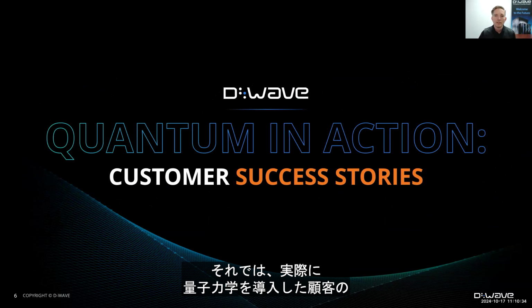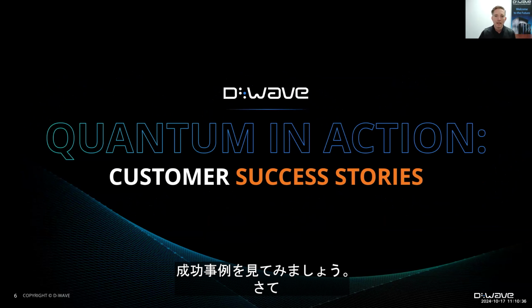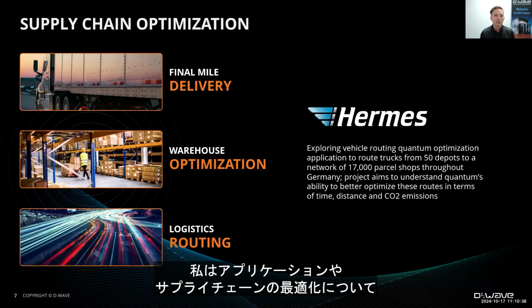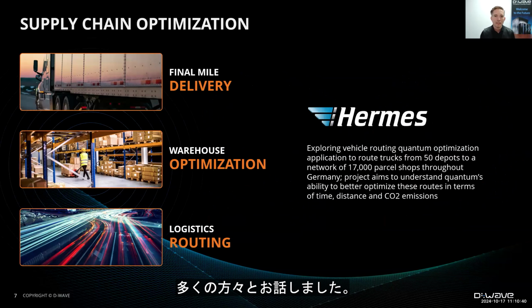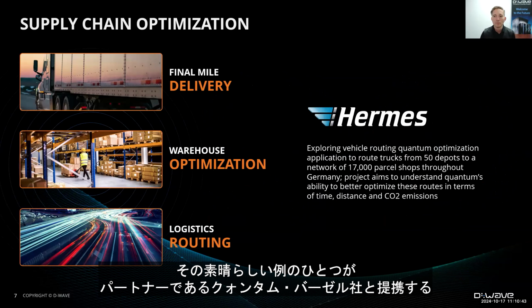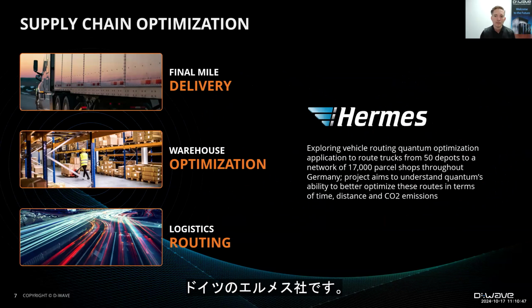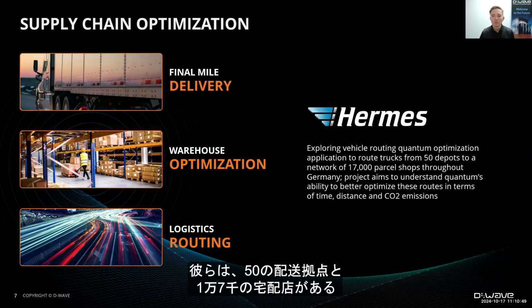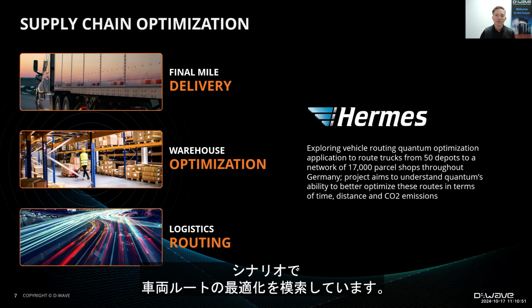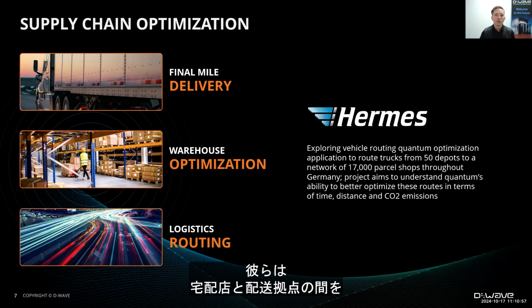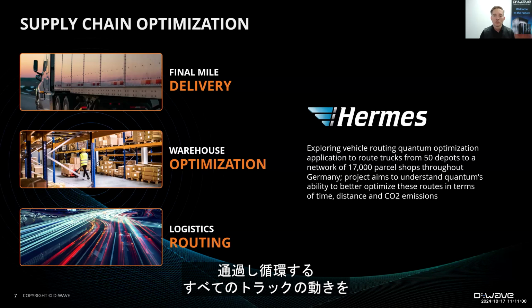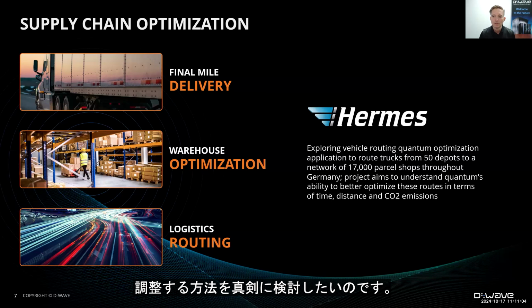All right, so let's look at some of these customer success stories of quantum in action. Now, I have talked to a number of folks in applications and supply chain optimization. One great example would be Hermes, Germany, that we're working with our partner, Quantum Basel. They're exploring vehicle route optimization in a scenario where they have 50 depots and 17,000 parcel shops, and they want to really look at how they coordinate the movement of all of the trucks passing and circulating between the parcel shops and the depots.